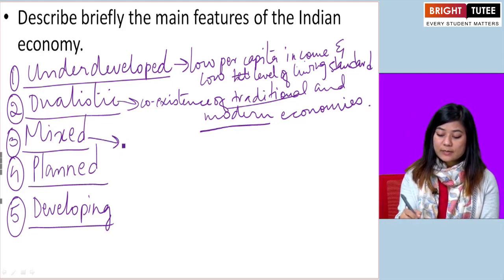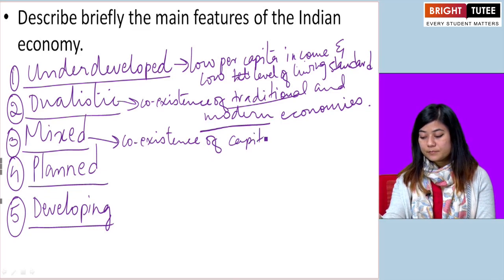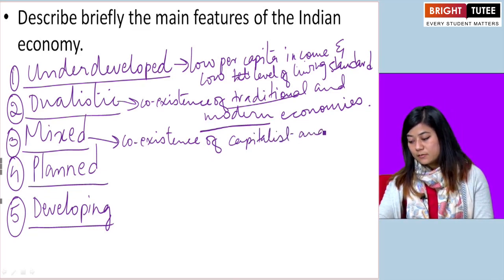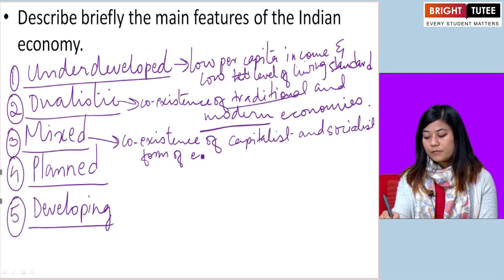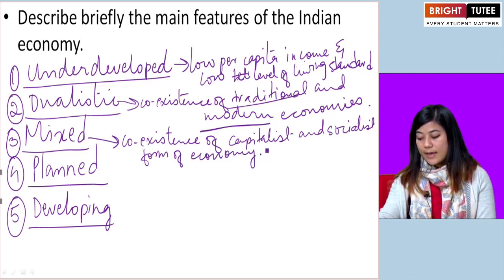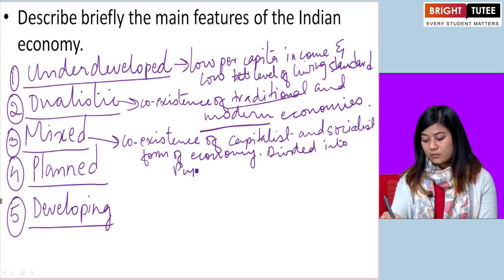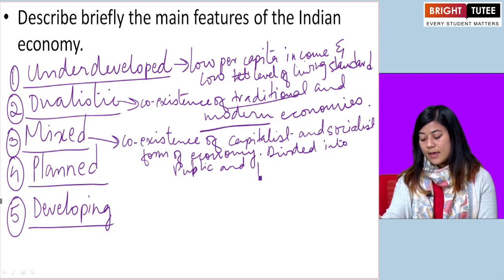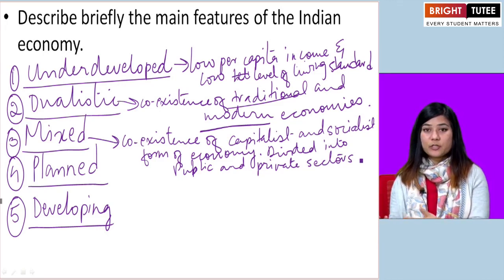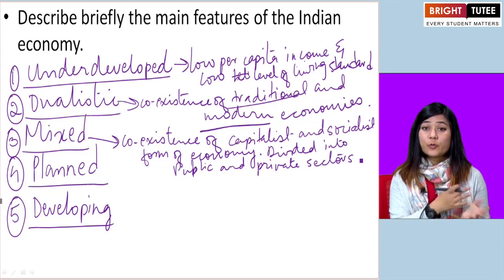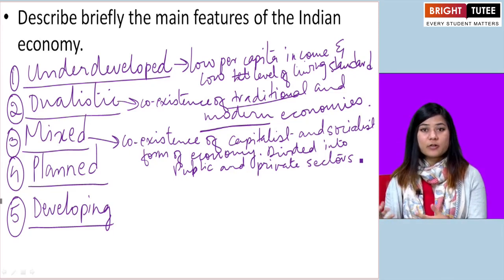And by mixed, we know it means that there is coexistence of capitalist and socialist form of economy. And this is divided into public and private sectors. Alright, and you can elaborate on it. We have already done these in the earlier questionnaire section. Okay, so I'm just telling you some of the key points. You can elaborate on it, add more to it.